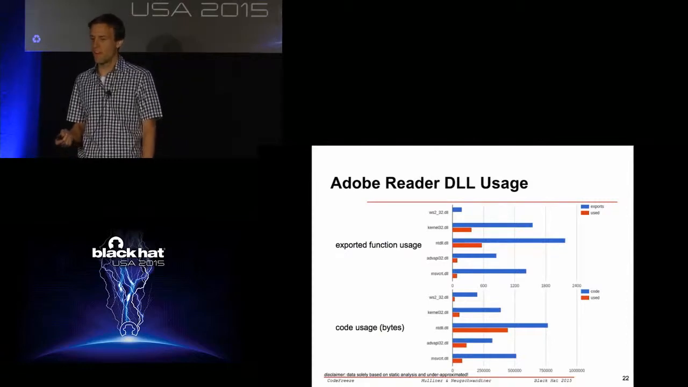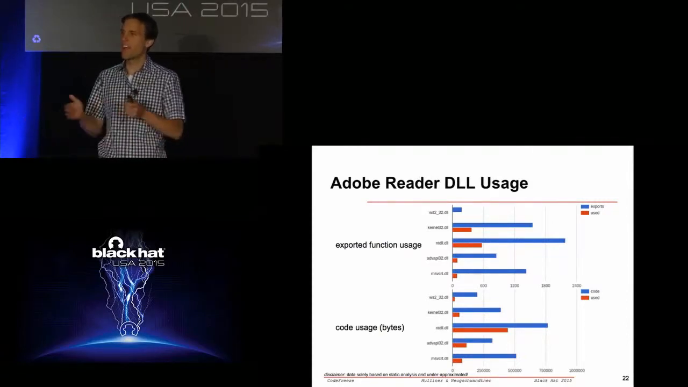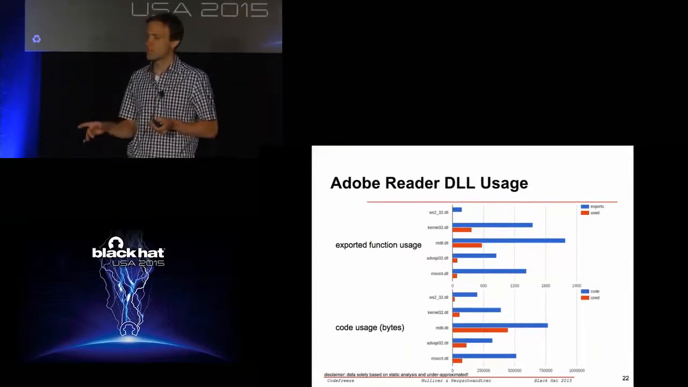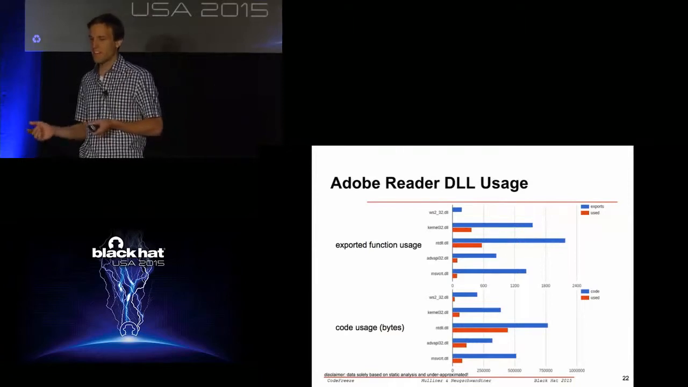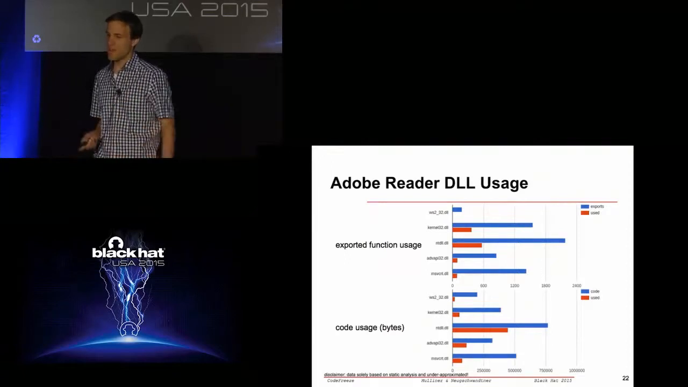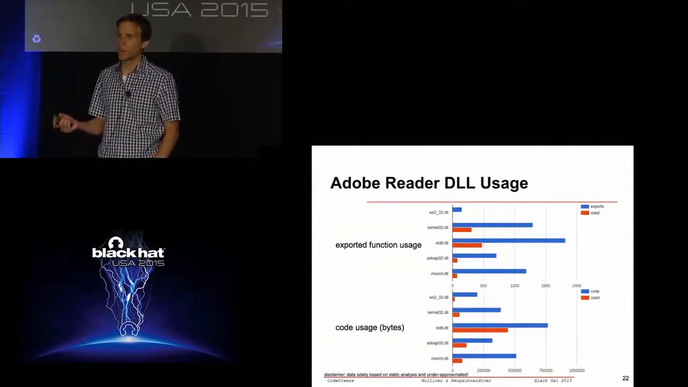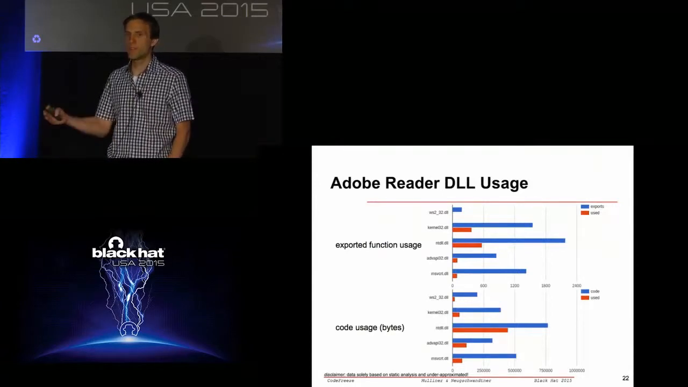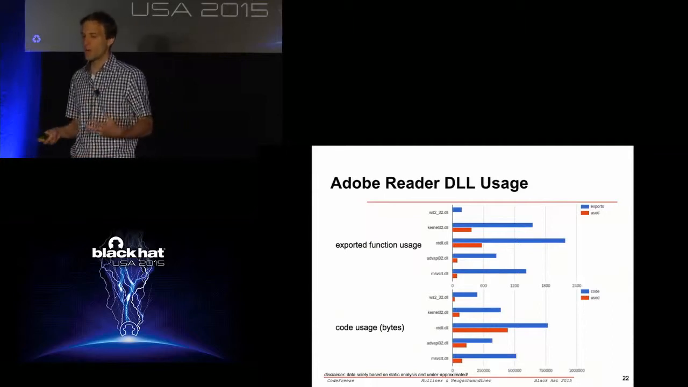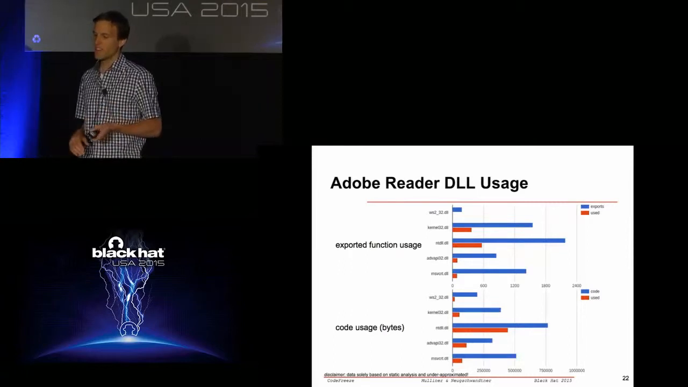So on the top here you have the exported function usage that will actually show you in blue how many exports there are per DLL, and then in red, how many of these functions are actually being used by Adobe Reader. And you can see here that it's usually a quarter at maximum. And even below, the second graph shows you the code that implements this functionality. Of course, because of some overlap, there's more code being used, but still the maximum is half of the code of NTDLL, for example.